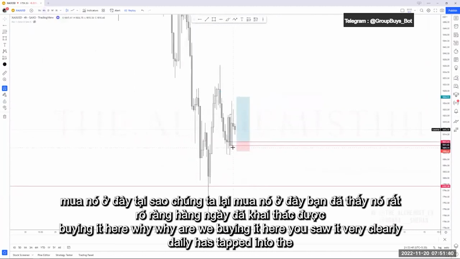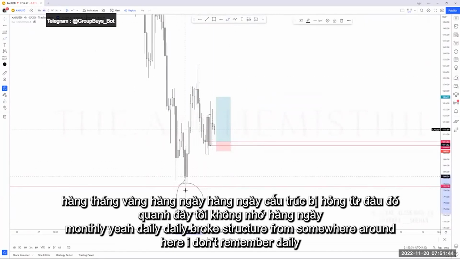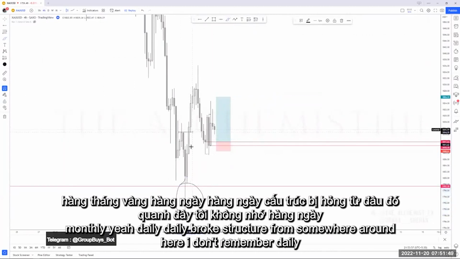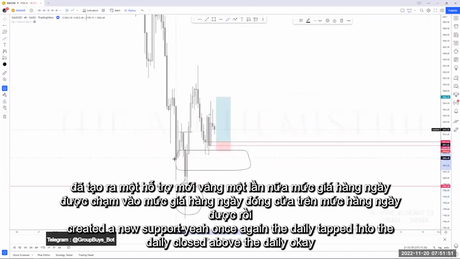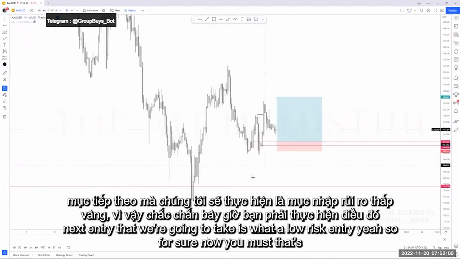So you're buying it here. Why are we buying it here? You saw it very clearly. Daily has tapped into the monthly. Daily broke structure from somewhere around here, I don't remember. Daily created a new support. Once again, the daily tapped into the daily and closed above the daily. Two time frames lower, we got a bullish breakout structure. So very clearly you see that the next entry that we're going to take is what?